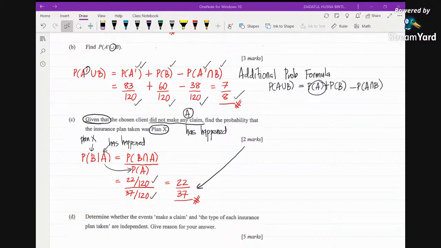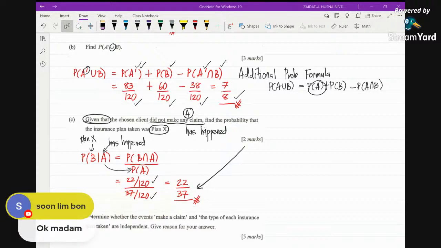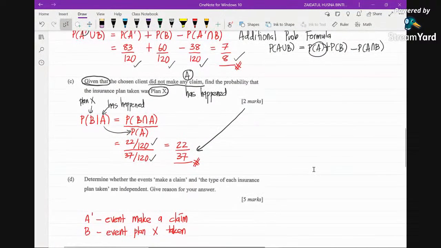This topic is again important, because this will be tested in PSPM. I hope you understand this topic. That's why I feel the need to discuss some of the past year problems, so that you understand better. Okay, good. Thank you for the response. So now let's continue. Then next one.